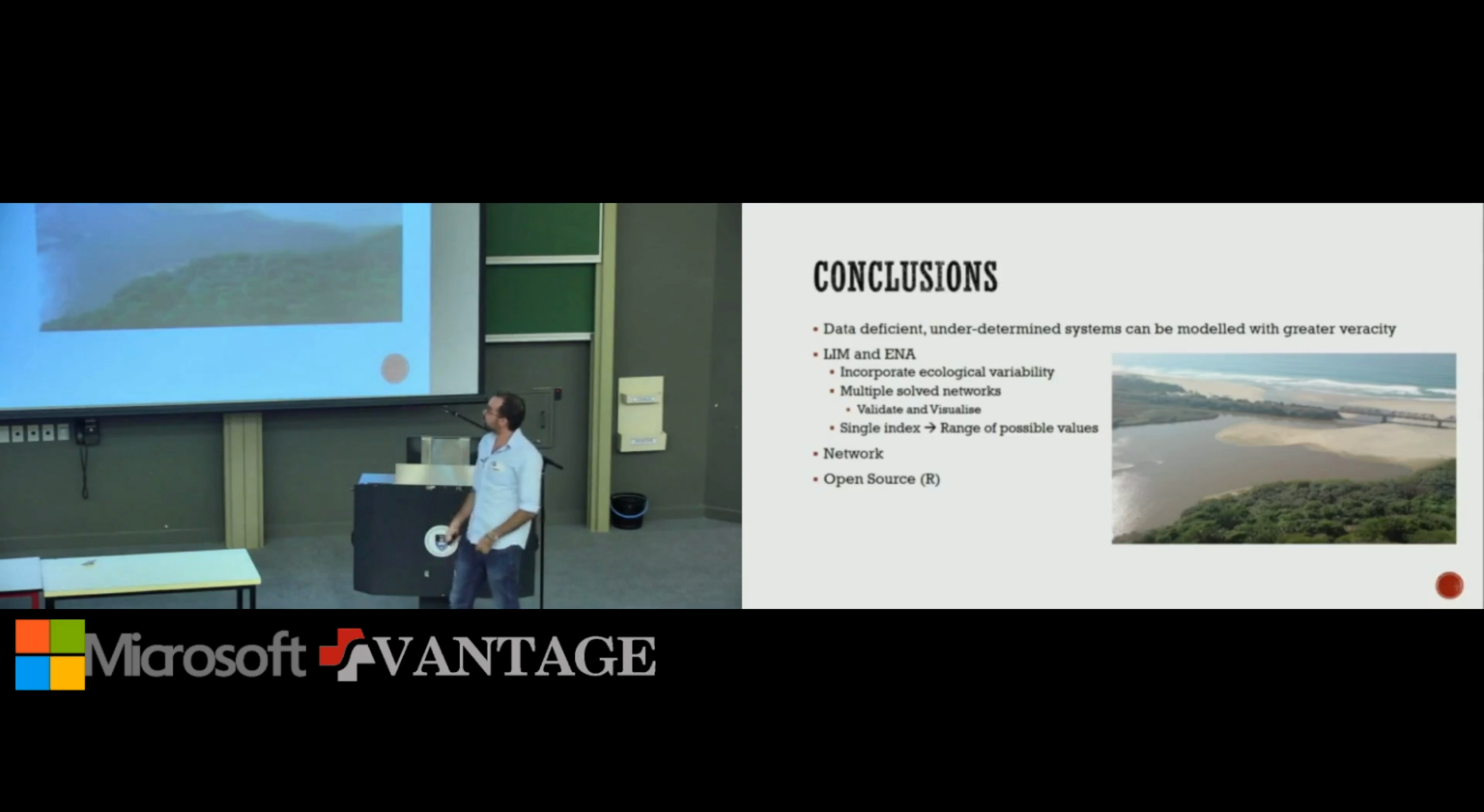So, brief conclusions. These underdetermined, complex systems can be modeled with greater veracity. We now have a range of solutions and therefore a range of indices in this ecological network analysis. This can be used for any flow network. It's not just for ecological networks, and as it is sourced in R, all users can use it and we can interact with users all around the world.